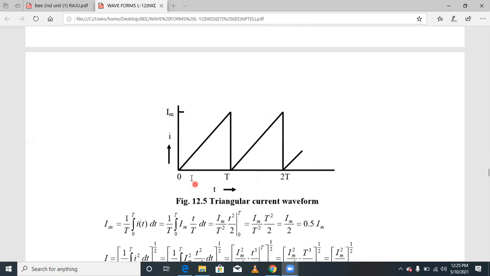So what is the time period here? It is 0 to T. Because the waveform repeats from 0 to T, then T to 2T, and 2T to 3T, we consider only one cycle, 0 to T. Don't consider 0 to 2T, because the waveform is already repeating from T onwards. So we only consider 0 to T.